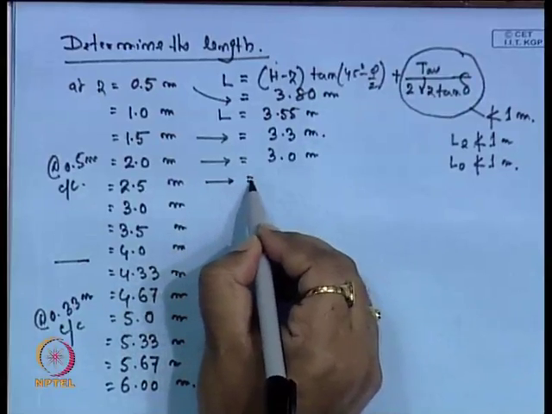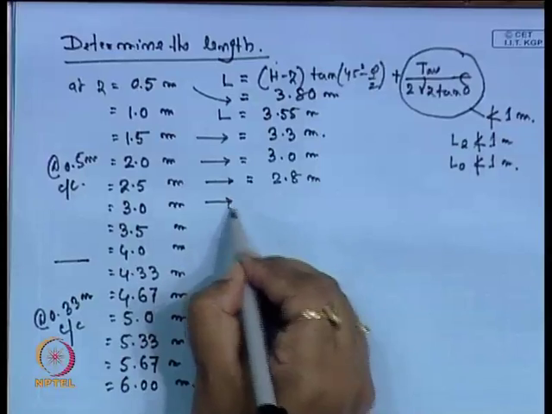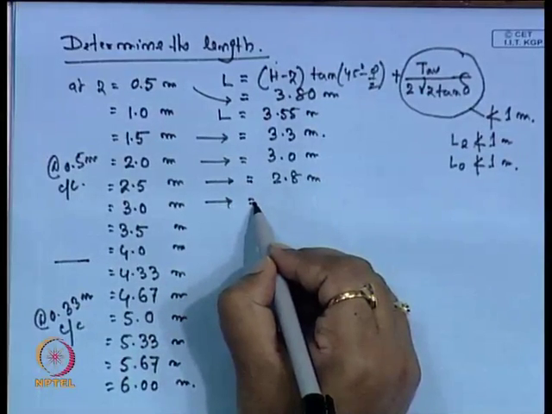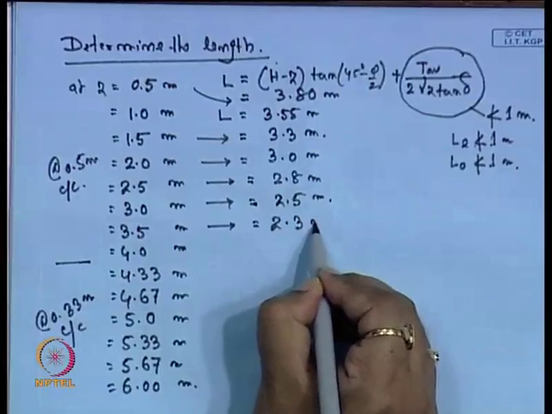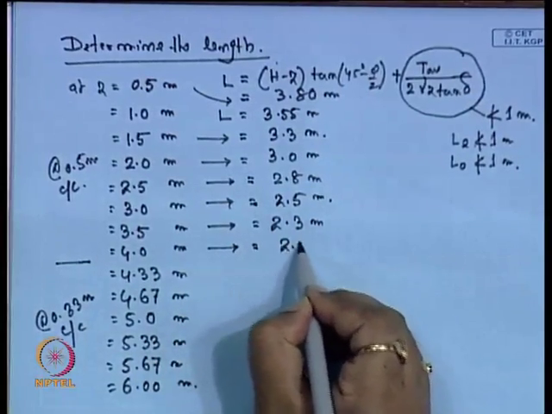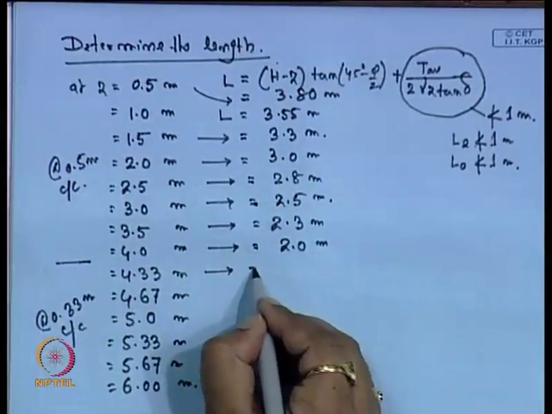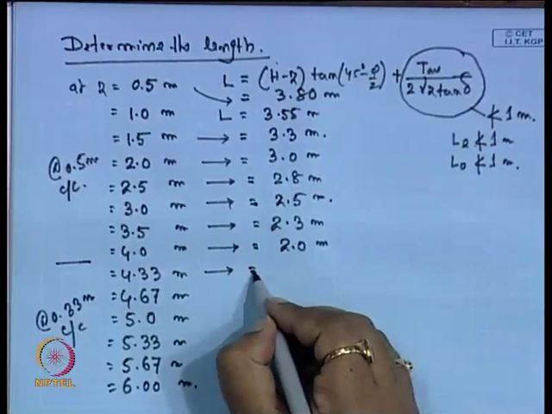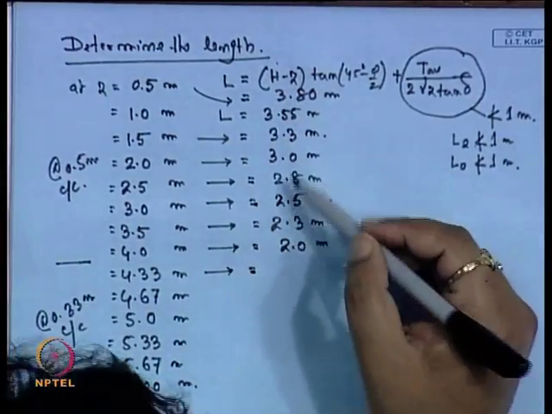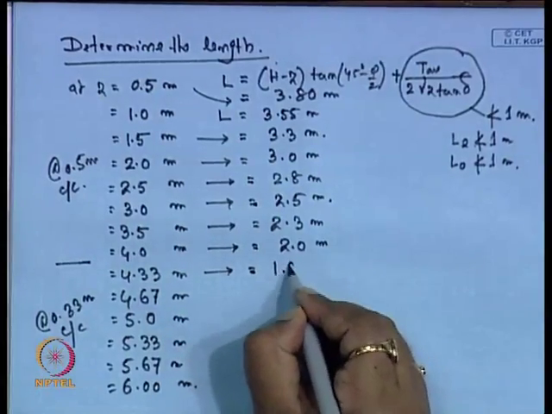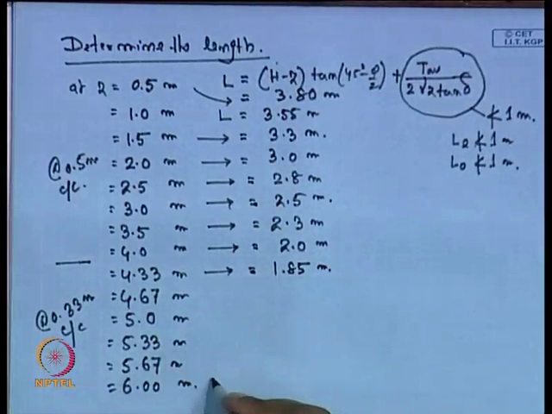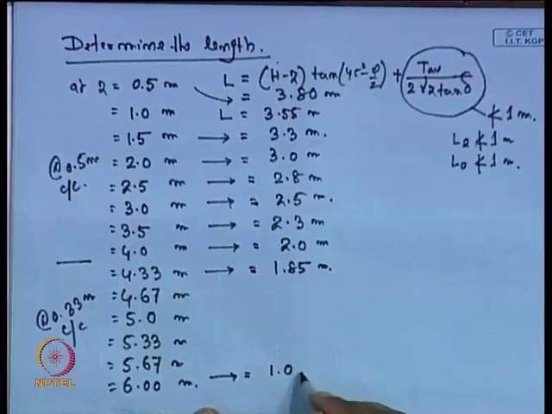At 2.5, that is 2.8 meter. At 3 meter, that is 2.5 meter. At 3.5 meter, that is 2.3 meter. At 4 meter, that is 2.0 meter. So, these are the calculations at 0.5 meter, 1 meter, 1.5 meter, 2 meter, 2.5, 3 meter, 3.5, 4 meter. So, these are the requirements, and at 4.33 it is 1.85 meter, and then finally, at 6 meter the required length is 1 meter.